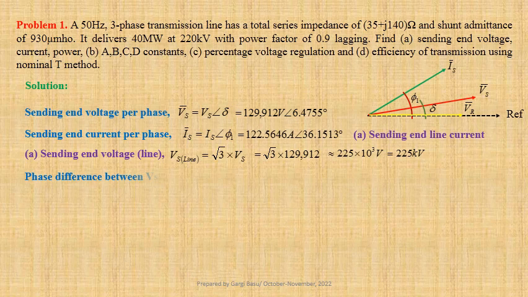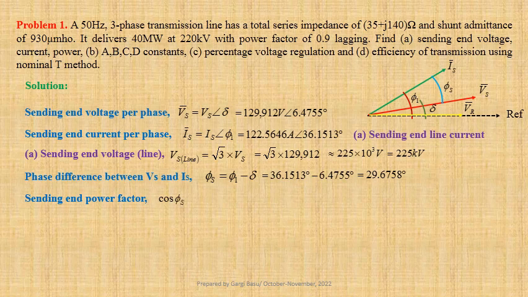Phase difference between Vs and Is, phi S equals phi 1 minus delta. Using values we get 36.1513 degree minus 6.4755 degree. That gives us 29.6758 degree. Let us now calculate sending end power factor. Cos phi S equals cos of 29.6758 degree. That gives us 0.86884 leading.